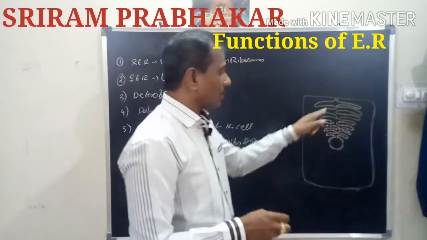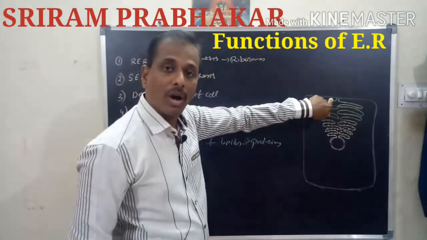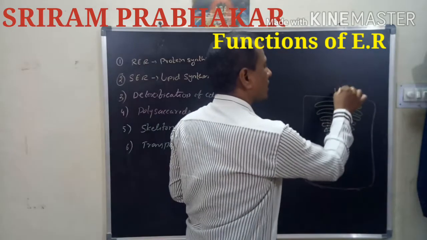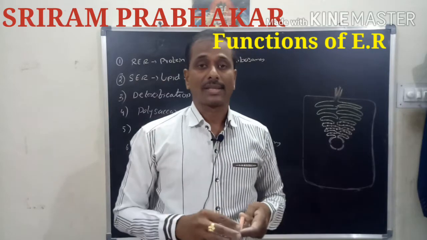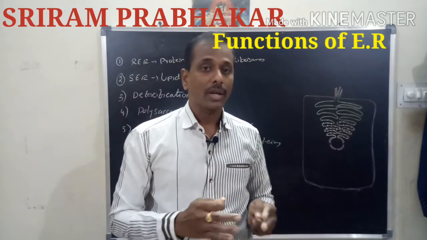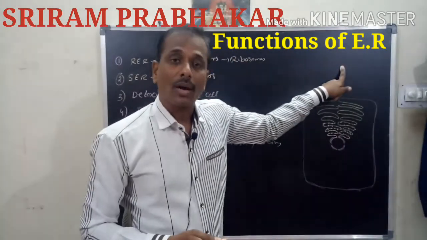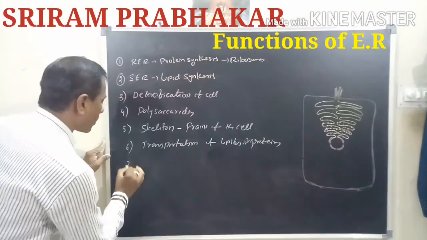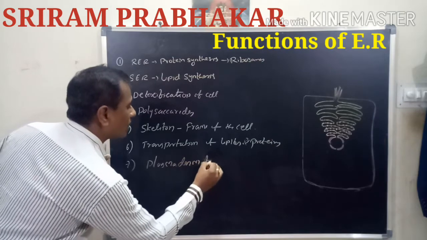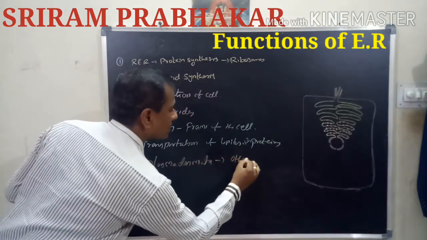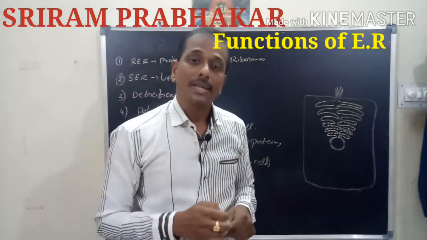Then next, the tubular structures of the endoplasmic reticulum which are present near the plasma membrane form the plasmodesmata, which can connect to the surrounding cells. That means the endoplasmic reticulum is connected inside the cell and outside of the cell also. So it can help in the formation of the plasmodesmata to connect the other surrounding cells.